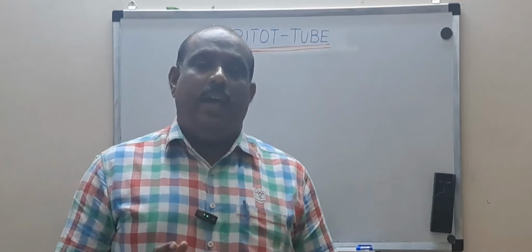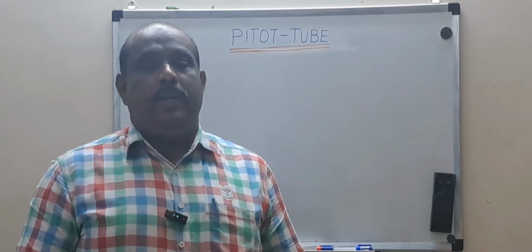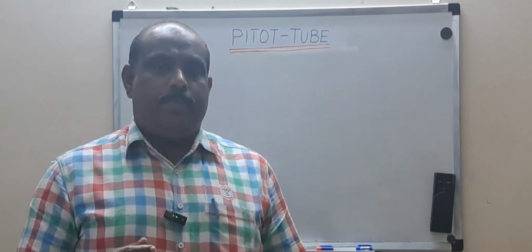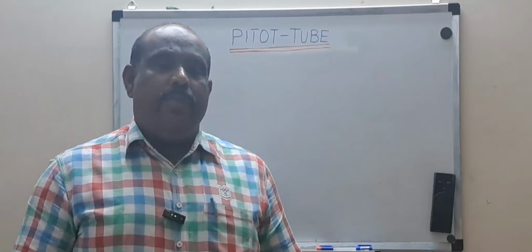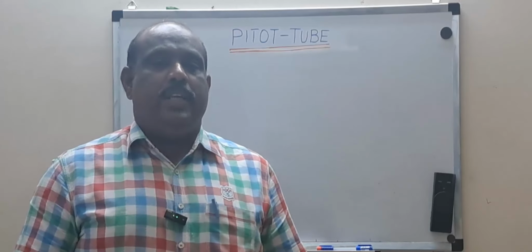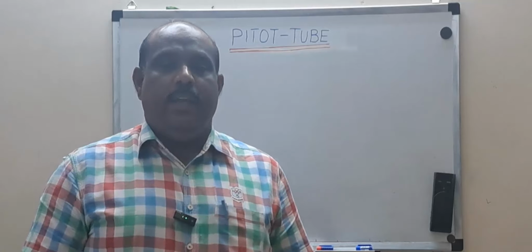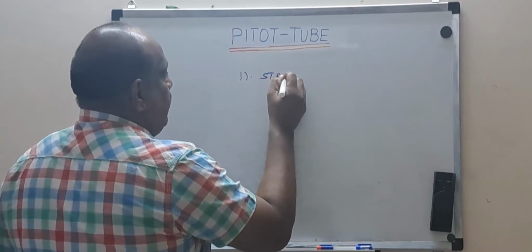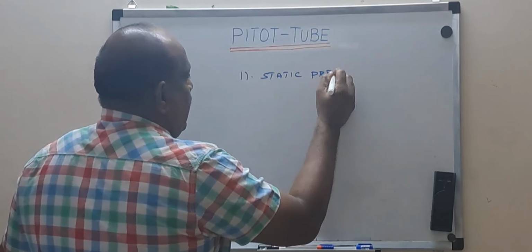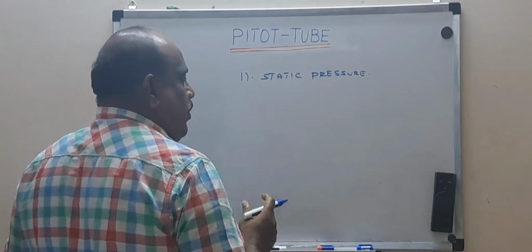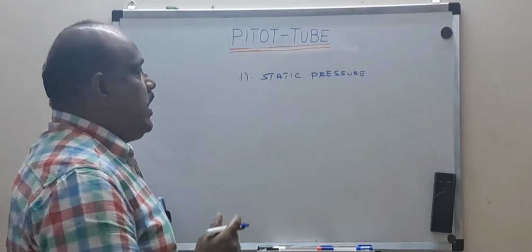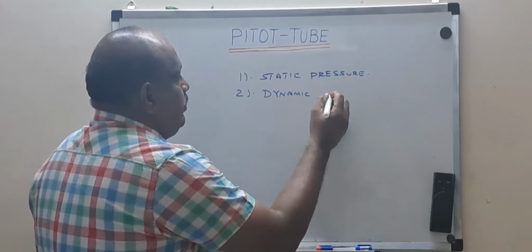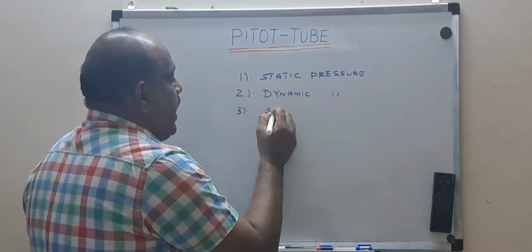Already we have discussed atmospheric pressure, gauge pressure, and absolute pressure when we were discussing manometers. Today, let us explore some other, different forms of pressure which will be useful to understand the concept of the Pitot tube more clearly. The pressures involved are, the first one is static pressure. The pressure of a fluid at rest is called static pressure. Then we'll go for dynamic pressure. The third one is called stagnation pressure.